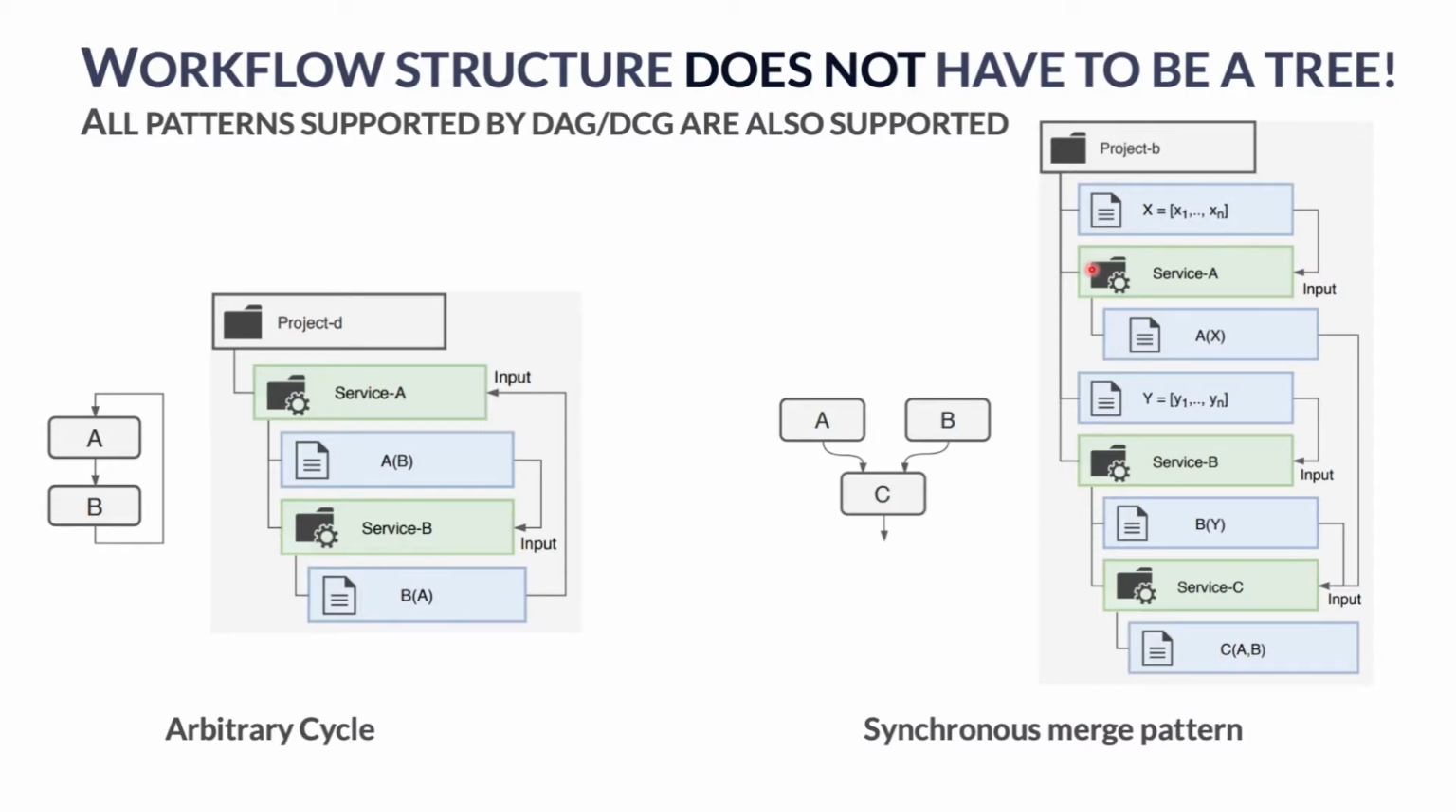All of the patterns supported in DAG, as well as cycles and loops, are also supported by our model. The application input can be selected from anywhere in user space. So for example, in the cycle pattern, I can select the input B for the service A. Similarly, in the synchronous merge pattern, service C may accept multiple input files, and those files may come from anywhere in user space.